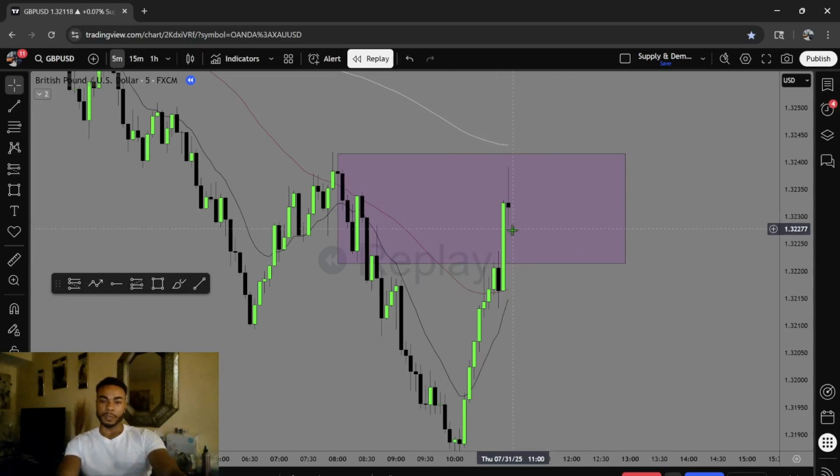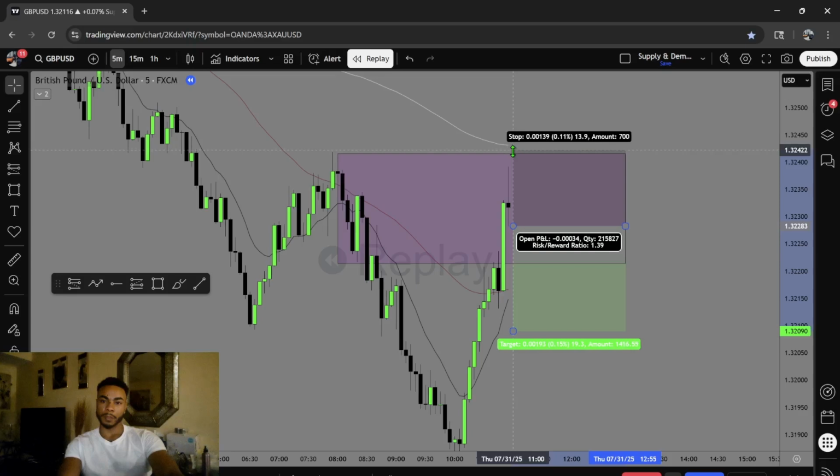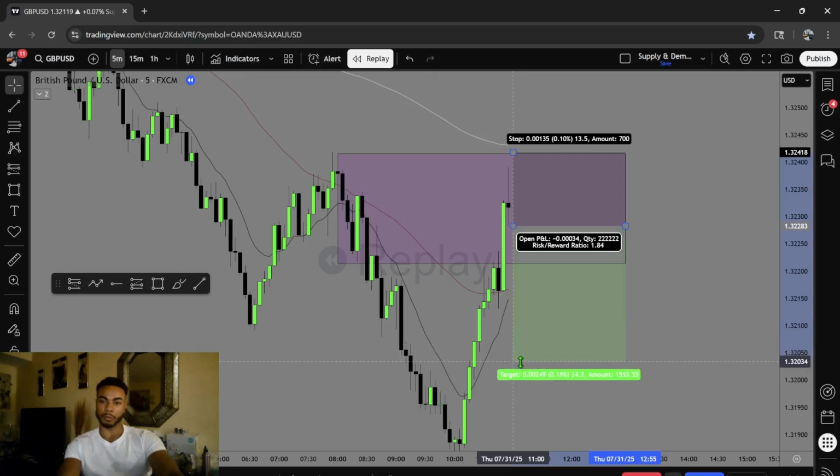Right here with this candle, price came up and almost broke the zone, creating a new high, but it didn't. Then it rejected and closed bearish. So from here, I was already looking for sells off this supply zone. I had my stop loss above the zone, and obviously, my goal was 2 times my risk.